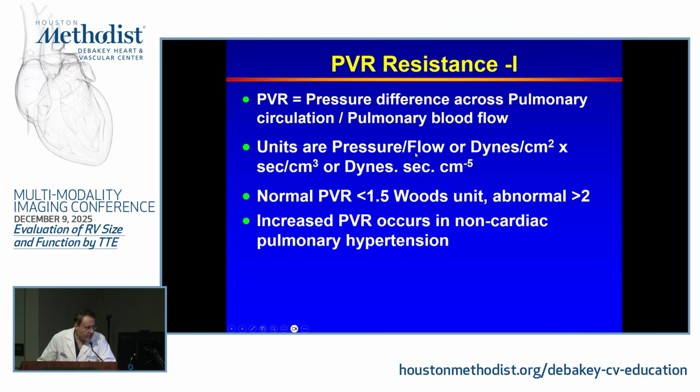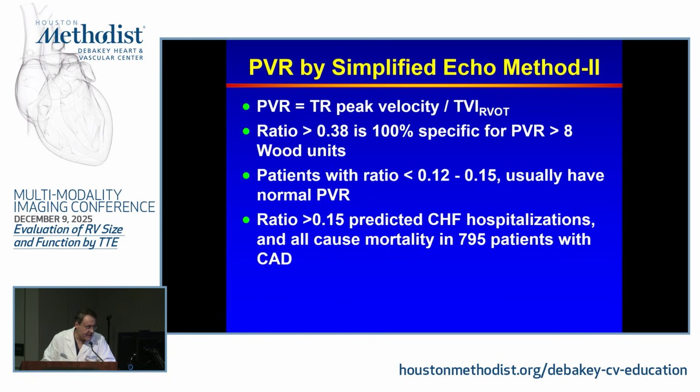The units for it are units of pressure over flow. You can see them here. They were incorrectly entered in the guidelines, but these are the SI units. People also use the Wood units. Less than 1.5 is normal, more than 2 is abnormal. And in patients with non-cardiac pulmonary hypertension, the PVR is up.